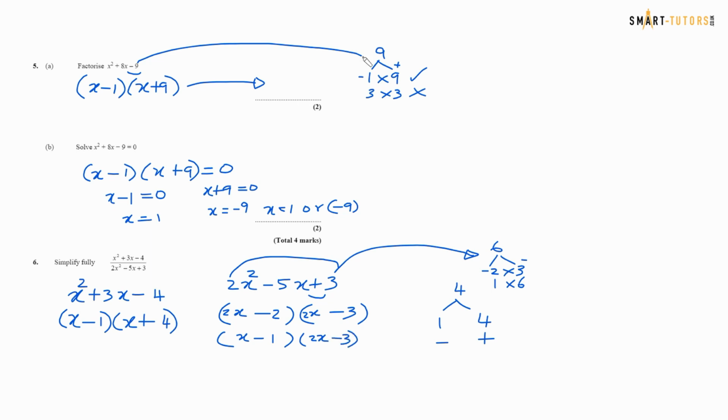Cannot simplify anything. So once we find the answer, we need to write the top one, x minus 1, x plus 4 on the top, and x minus 1, 2x minus 3 at the bottom. So the x minus 1 cancels. So the final answer for the question is x plus 4 over 2x minus 3.